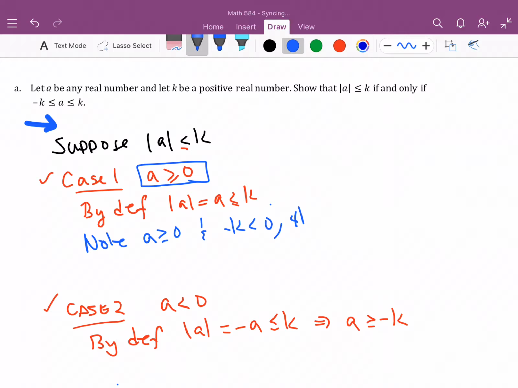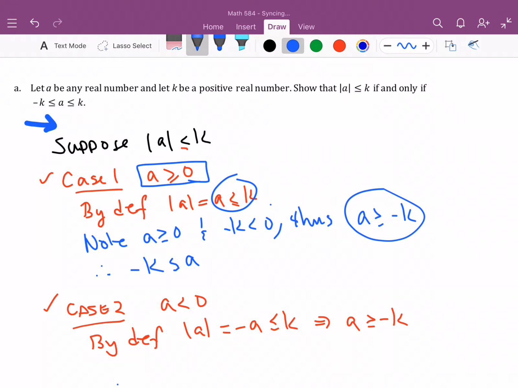Thus, that means that a must be greater than or equal to negative k. And there it is. A is less than or equal to k, a is greater than or equal to negative k, therefore negative k is less than or equal to a, which is less than or equal to k, which is what you wanted. Again, this has to be for any real number. So if a is positive, or greater than or equal to 0, then I should be able to come up with this conclusion. I didn't need to use both cases. In one case, I should do it.